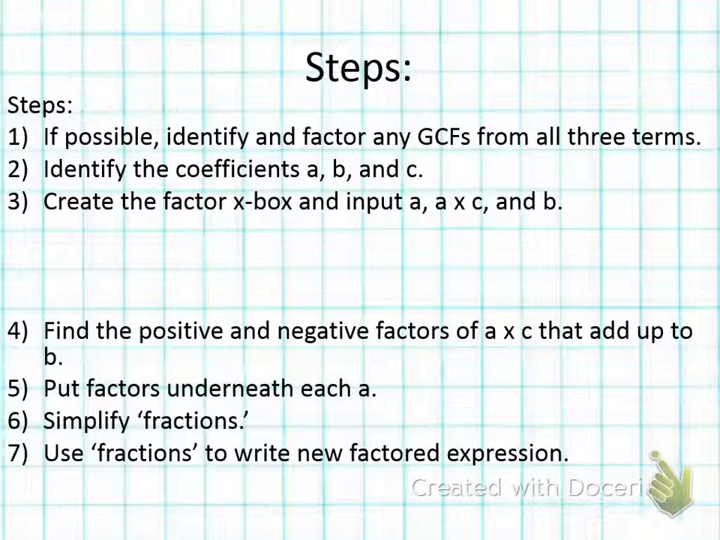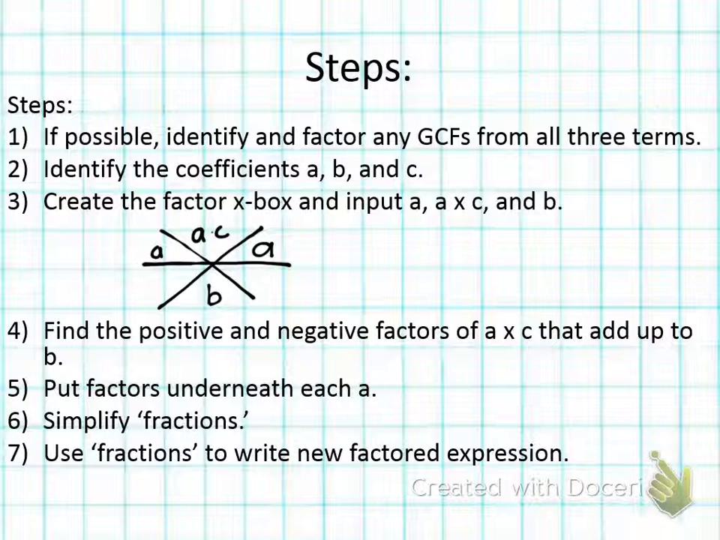Specifically, the way you make an Xbox is draw an X, and then you draw a line through the X like this. You'll have to put A here, A times C here, and B here. Alright? So, if you're on the video, pause. If not, here we go.